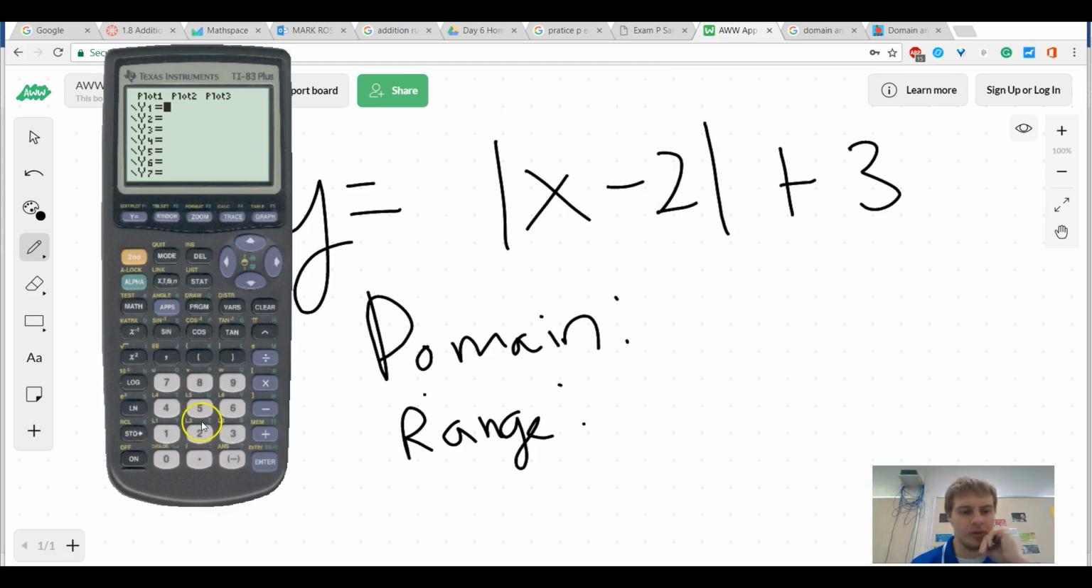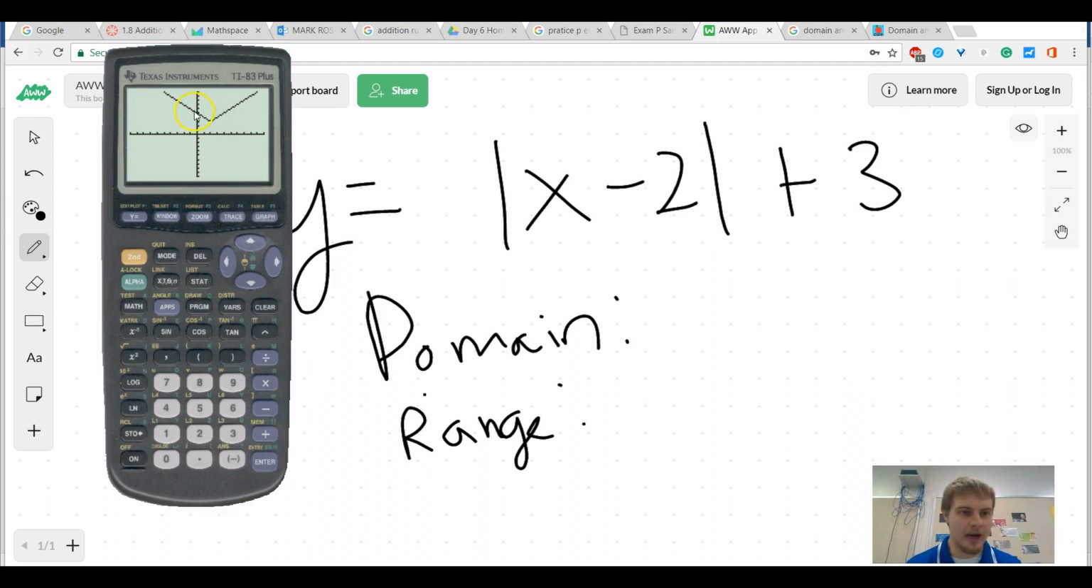Now you might go, where in the world are those absolute value signs? And they're under the math function. So we go down here to math, and we hit math. And then we're going to keep going down. Oh, my bad. So you go to math, and then you go over 1 to numbers, and it's that first number. See the ABS? That stands for absolute value. So now we can type in that x minus 2, and then go plus 3, and see what this graph looks like.